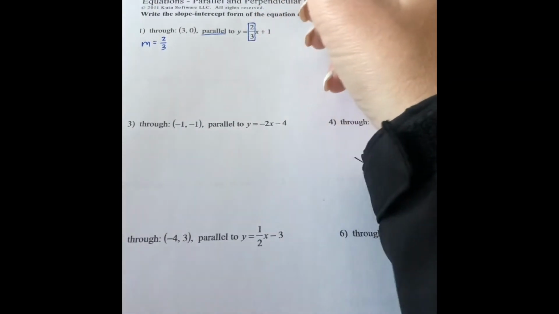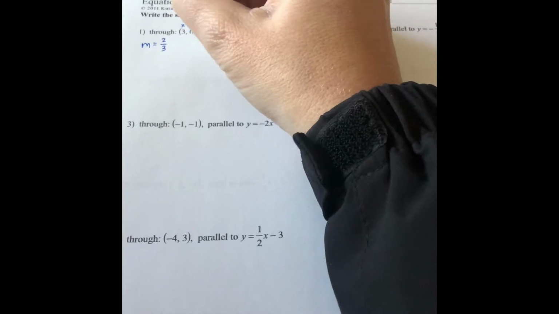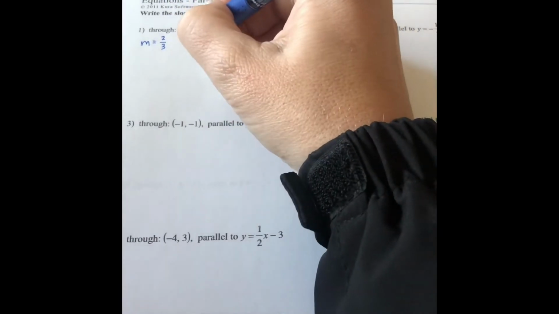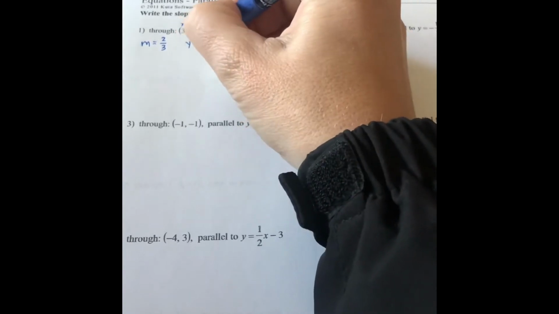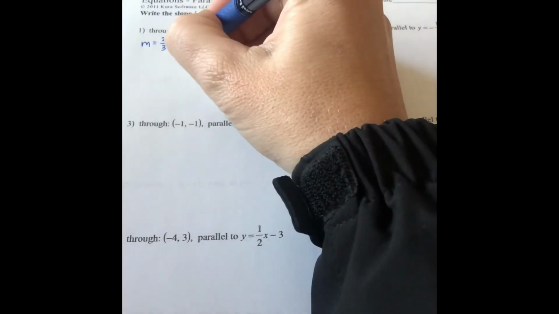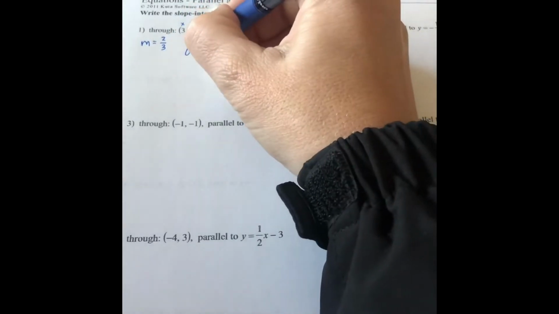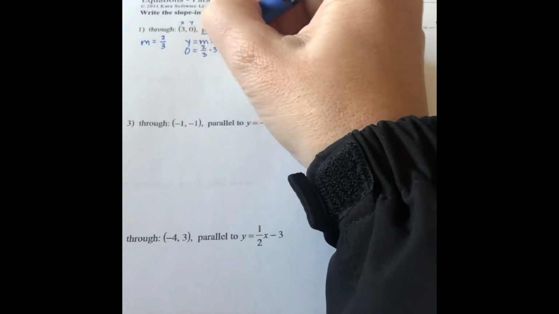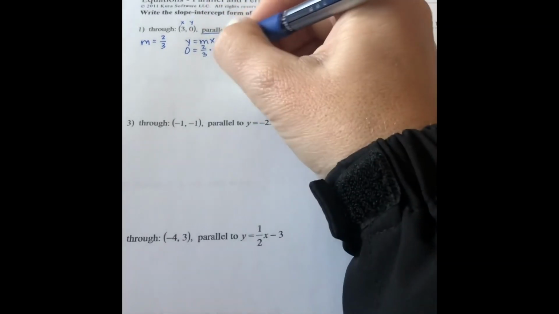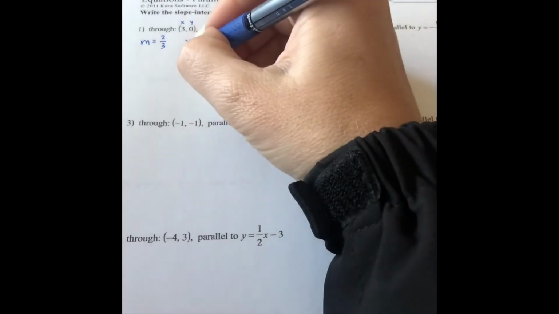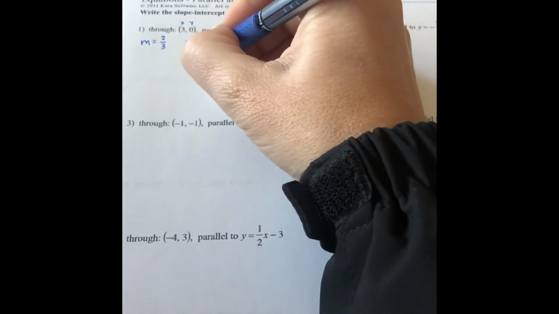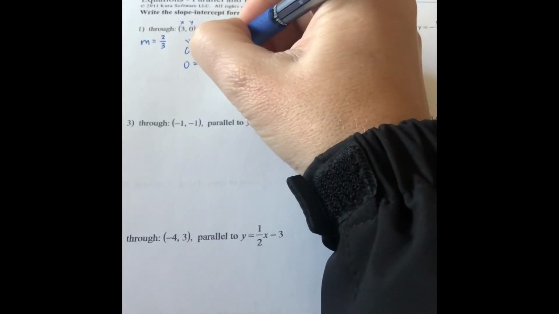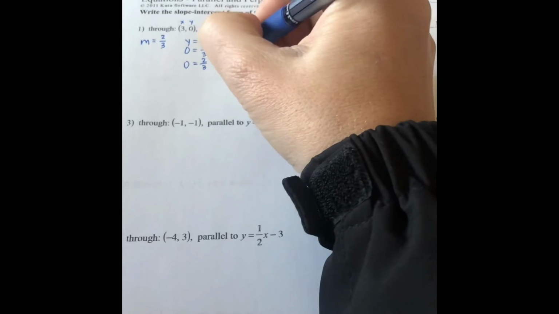Our second step is to plug in our x value, our y value, and our m value. So that's what we're going to do. We're going to plug it into y equals mx plus b. We're going to end up with 0 equals 2/3 times x, which is 3, plus b. Again, we're going to take our 3 and change it into a fraction. 0 equals 2/3 times 3/1 plus b.